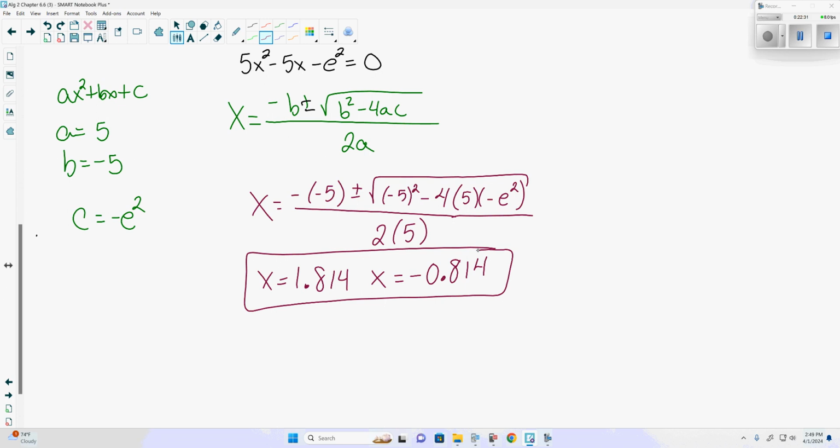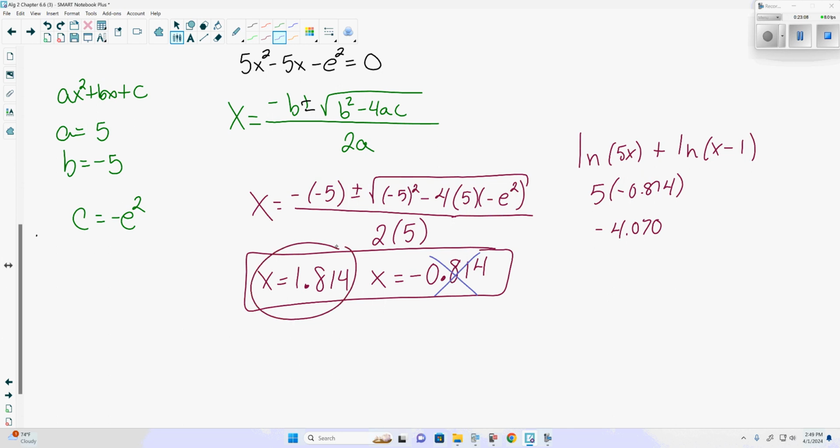Will both of them work? The negative one will not work because here we have ln of 5x plus ln of x minus 1. Well, 5 times negative 0.814 would be negative 4.07, a negative number, so it is thrown out. So our only solution for this here is x is equal to 1.814. Questions on this here?